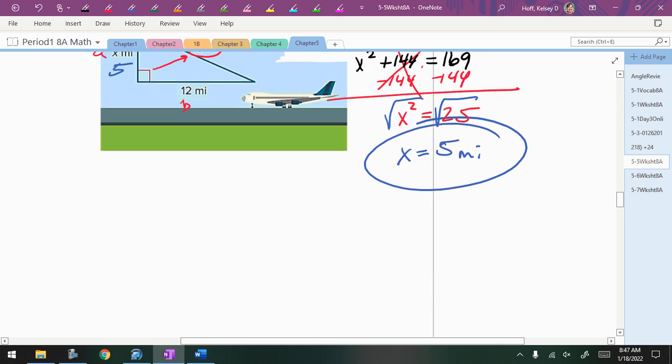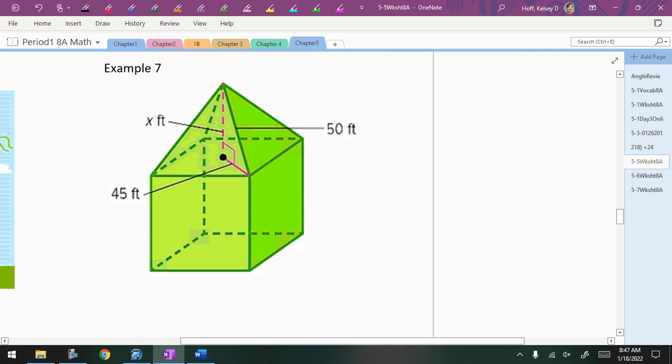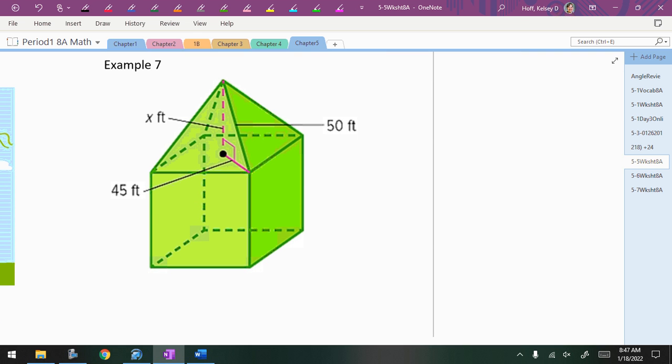Example 7. This one's drawn a little goofy. So sometimes it's easiest if we trace this. Okay, so here's our triangle. Everybody see our triangle? Ignore the rest of the shape. And for some of us, it might even be easier. You're like, what, Miss Hoff? I'm gonna redraw this triangle over here so I don't get confused.